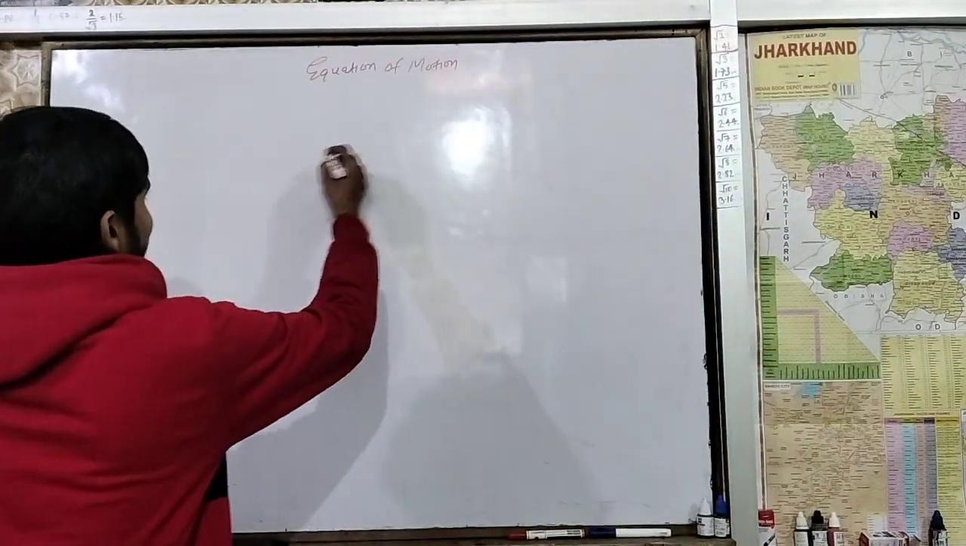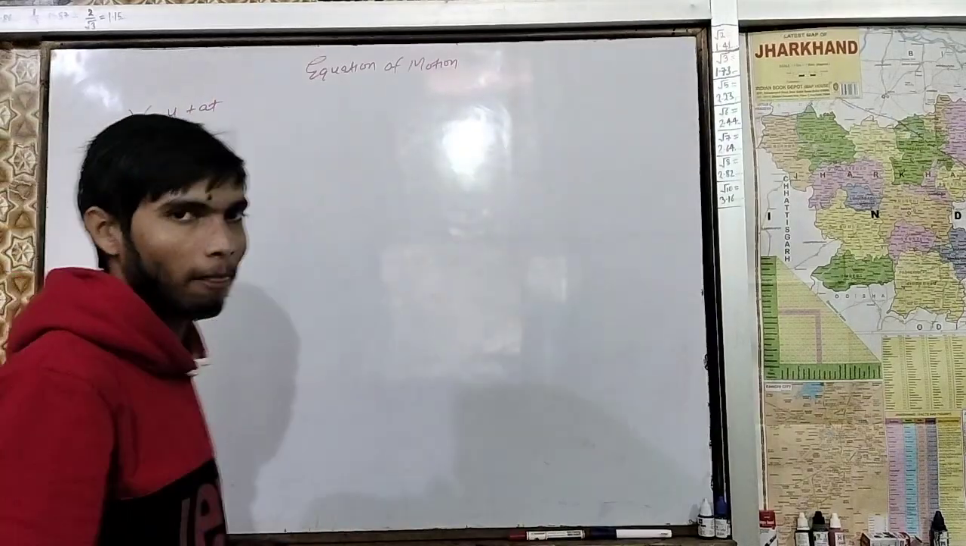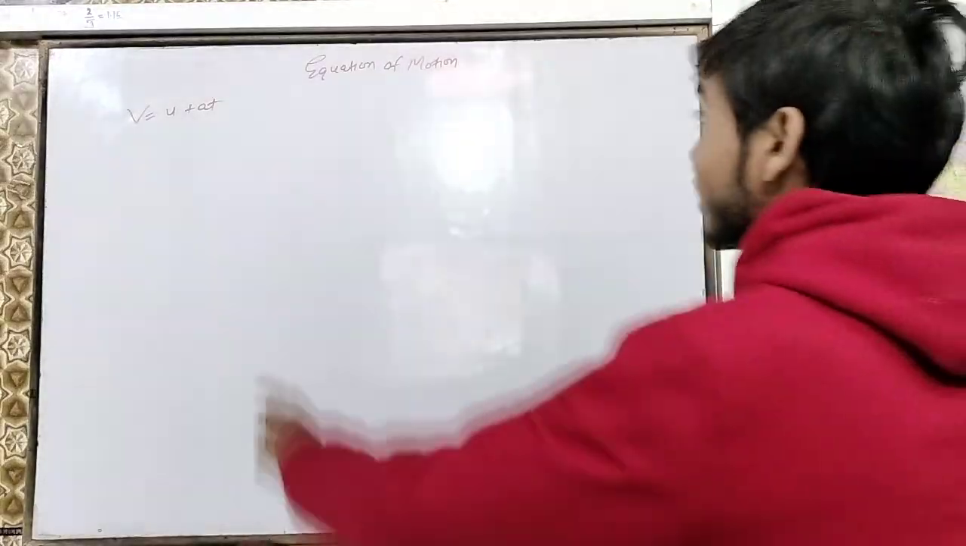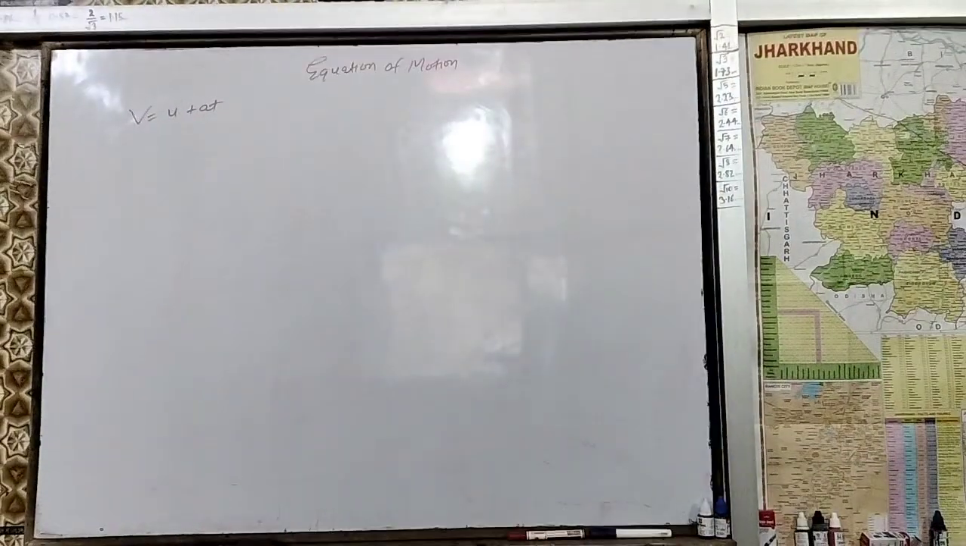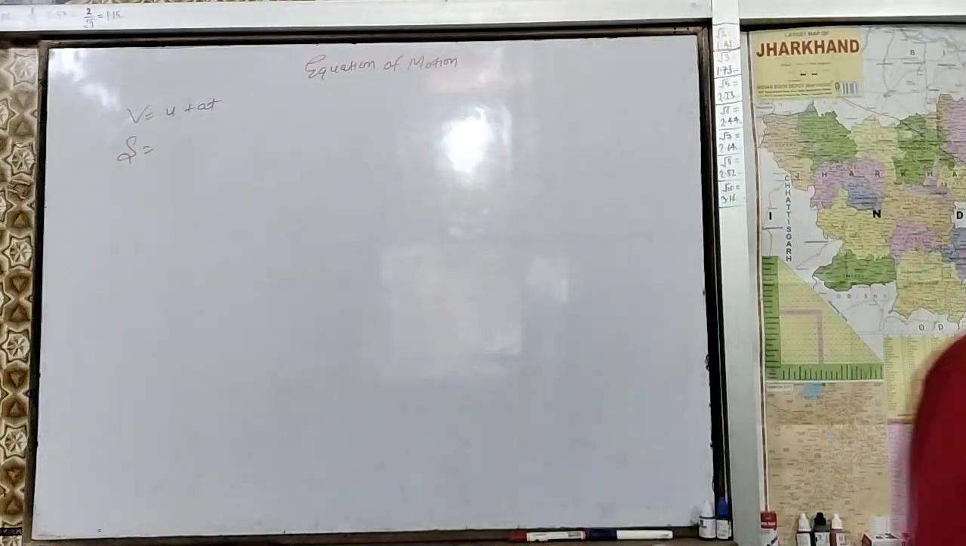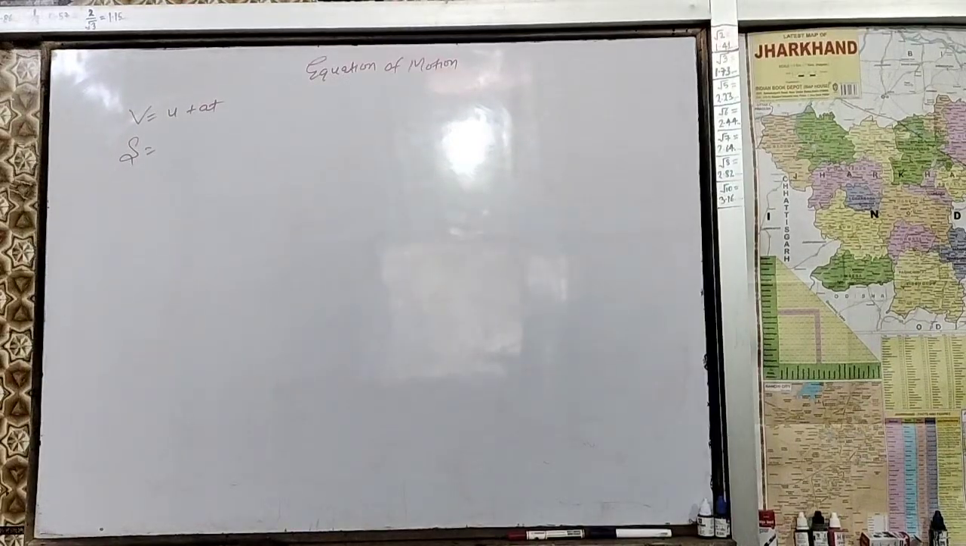First is going to be v is equal to u plus at. This is your first equation of motion. This first equation will be used to calculate v, the final velocity, or you can use it to calculate the initial velocity as well.